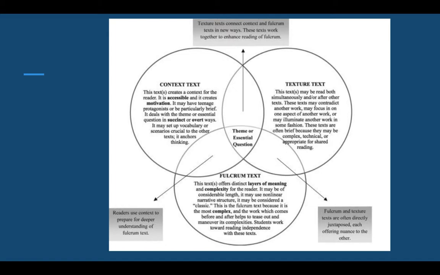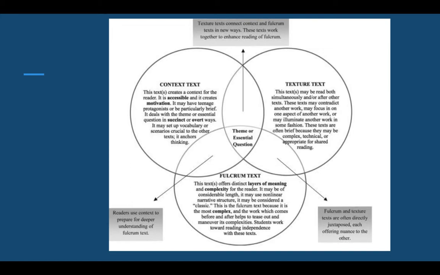Then she talks about this fulcrum text. She was an English teacher, so the fulcrum text for her would be a piece of literature or maybe a longer work, but you could also consider it like the content too. Maybe the fulcrum text is in fact your science book or your social studies book. Maybe it's a Scholastic news article. The fulcrum text is something that has to have a lot of layers and meaning. It has to be complex. It's what we're spending our time getting our students to think about, so it has to have some real depth to it.